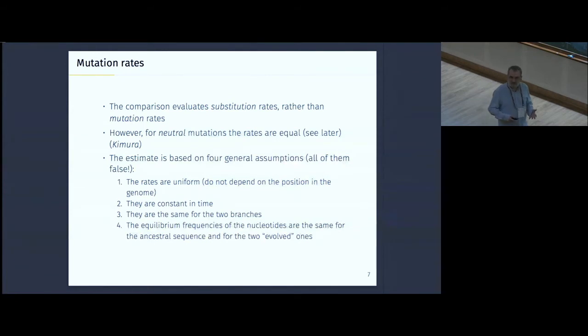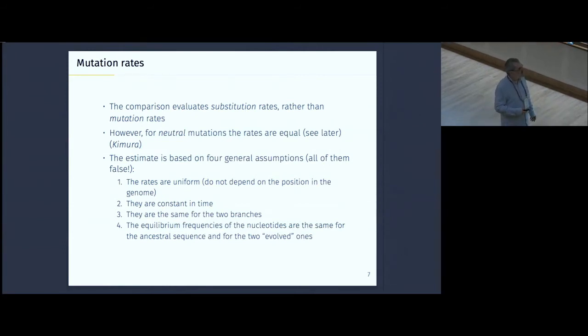You can use the Jukes rule to estimate the point of divergence of populations or species, but this estimate is based on four general assumptions that are all false. The rates are uniform in time, uniform along the genome, they are the same for the two branches, and the equilibrium frequencies of the nucleotides are important.